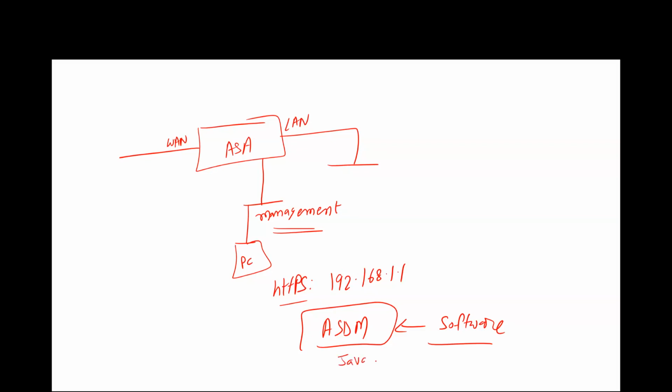Now ASDM needs Java to be installed on your computer. To be very specific, Java 7 update 45 is required on your computer for this ASDM software to work. So you are going to do all the configurations using the ASDM software. Right. So is it clear how you can start the configurations of the ASA firewall?